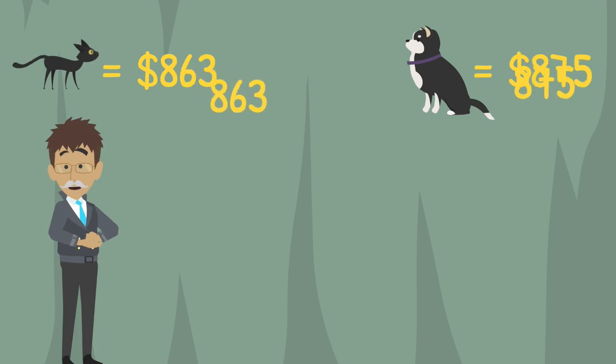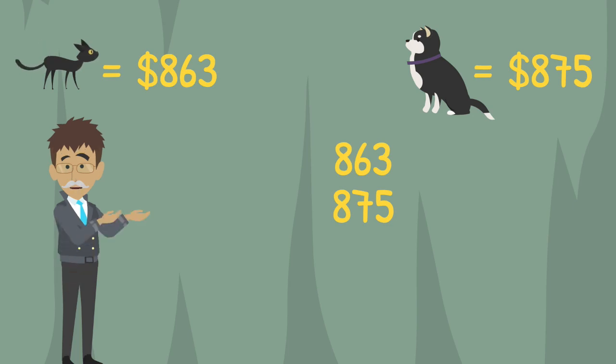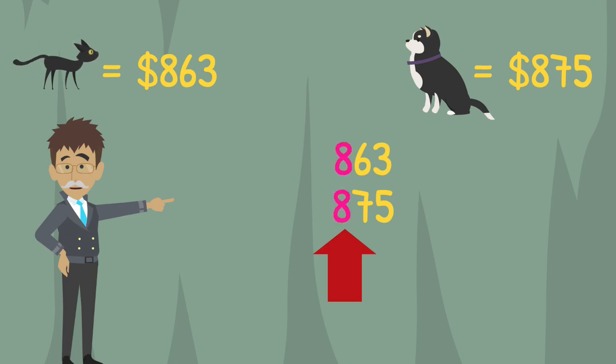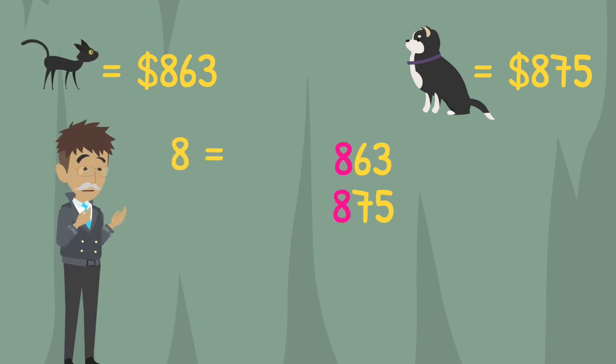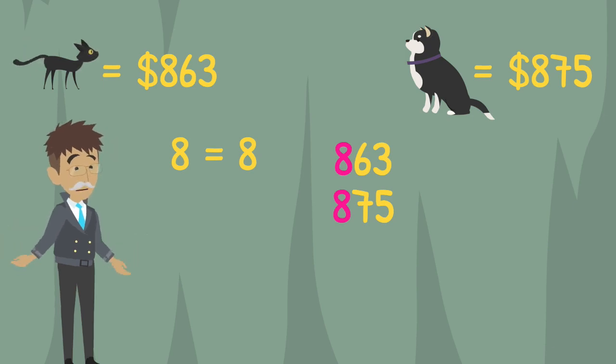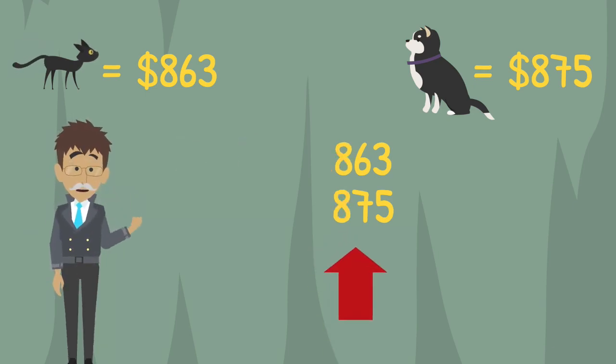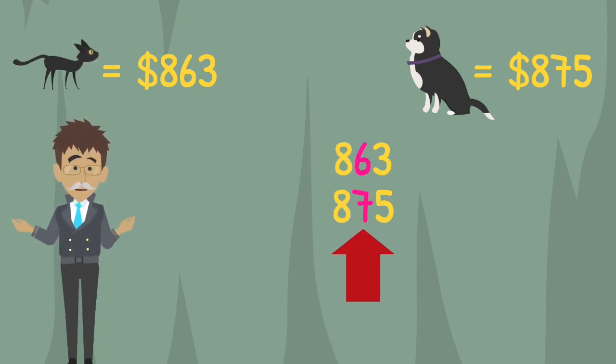One way to do this is to line the numbers one on top of each other so their place values line up. Now we start with the digit in the position with the greatest value. In this example, the hundreds place is our greatest place value position. The cat and dog surgeries both have an 8 in the hundreds position. Since 8 is the same as 8, the digits are equal. We cannot determine which is greater yet. We move to the next smaller place value position and repeat the process.